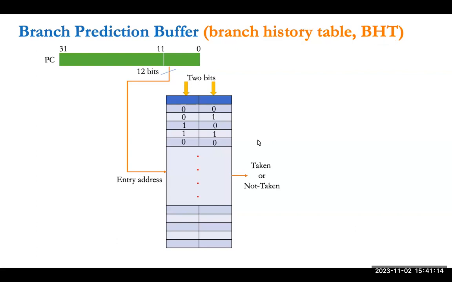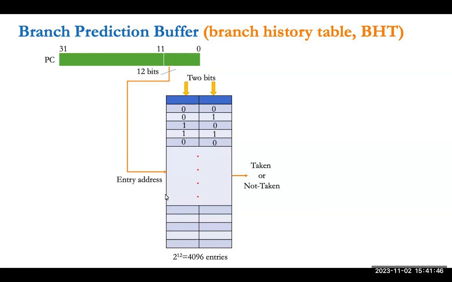Good. Okay. So if all 12 bits are used for indexing, then one 2-bit saturating counter table can have a maximum of 2 to the power of 12 entries. So 4096 entries will be there. That means 4096 iteration results will be kept in one branch history table.